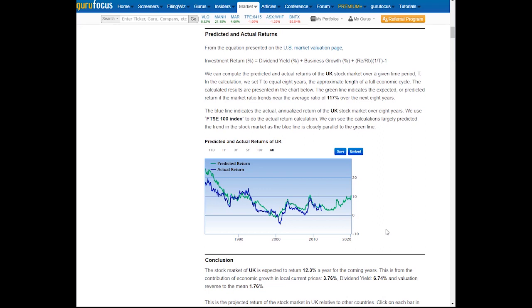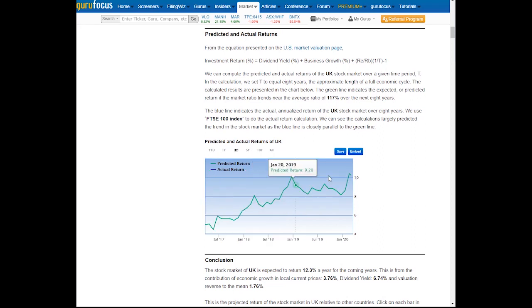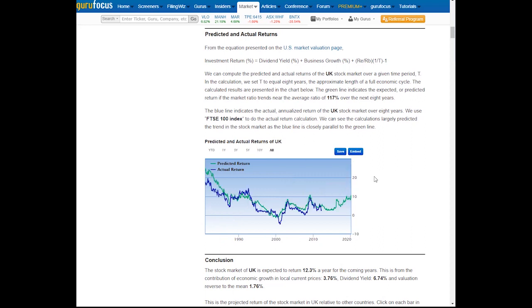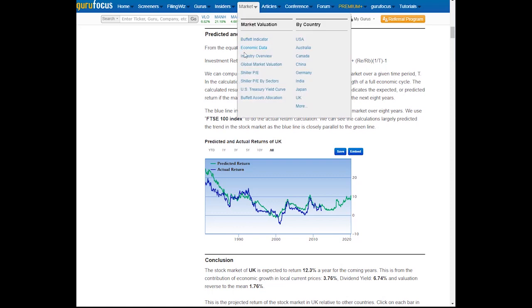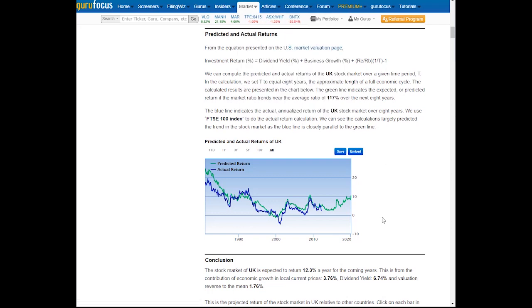We can see here, this is the green line. If I expand it a little bit here, we can see that the return will be above 10% a year for the UK market. Comparably, the US market will only be returning about 1.6% from the Buffett indicator here. And the blue line here was the actual return of the UK market. You can see the projection and the actual return were very close to each other.